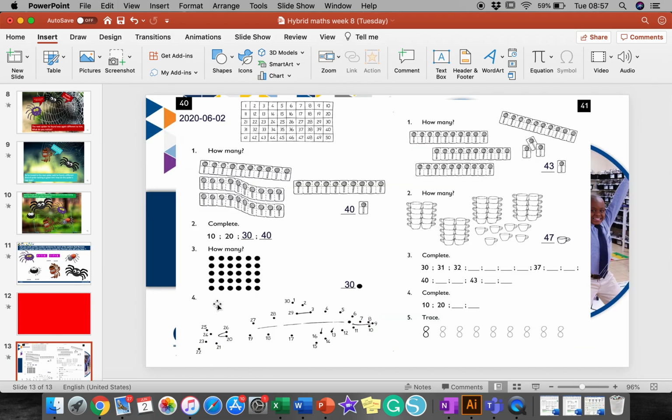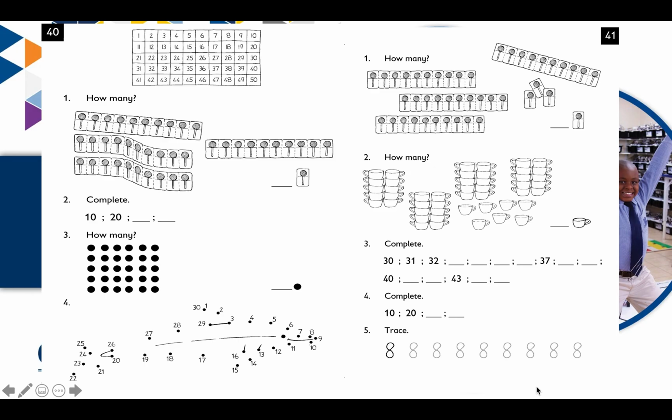Now we're going to move on to our number sense page. This number sense is all about counting, and we've become so good at our counting, grade ones, that I think we are just so good at our counting.